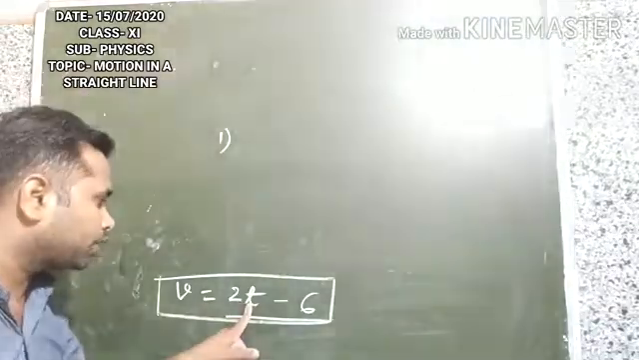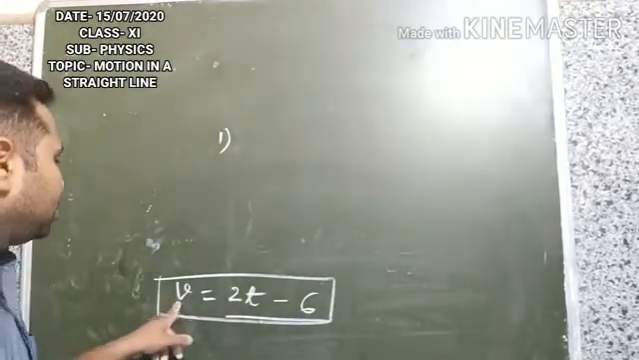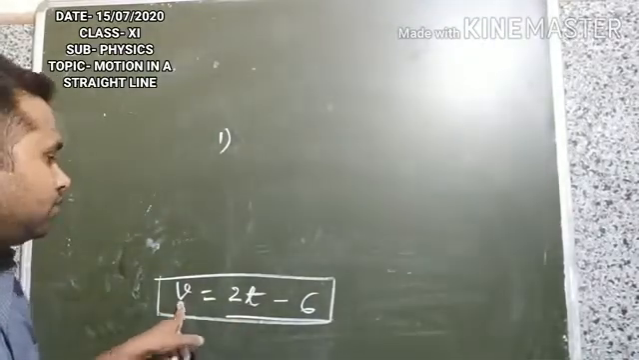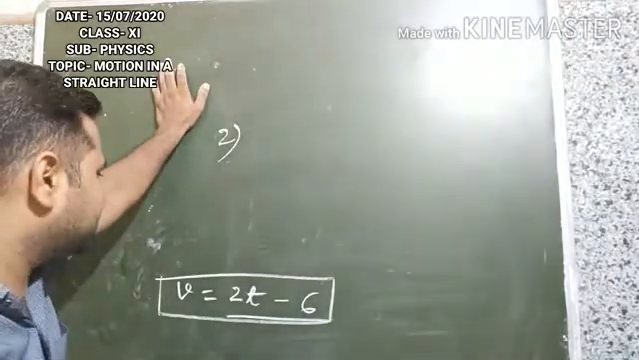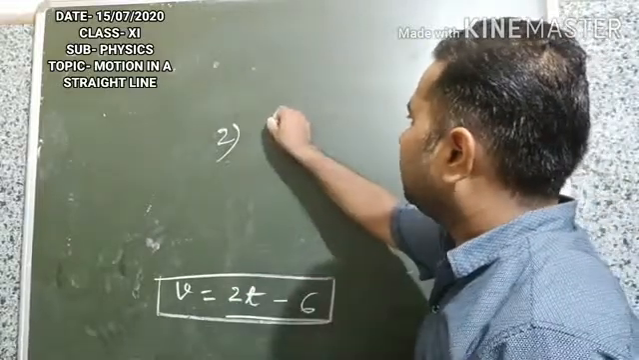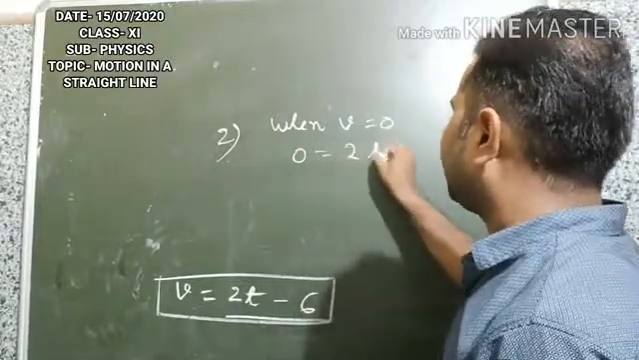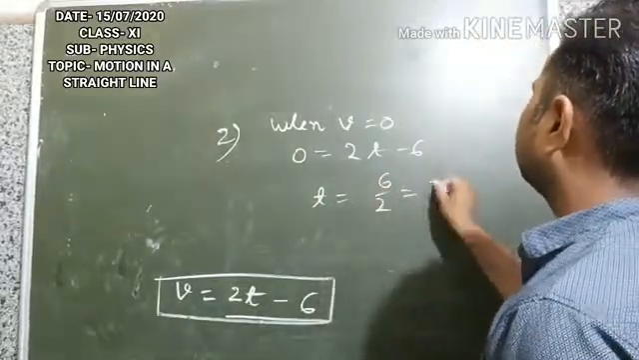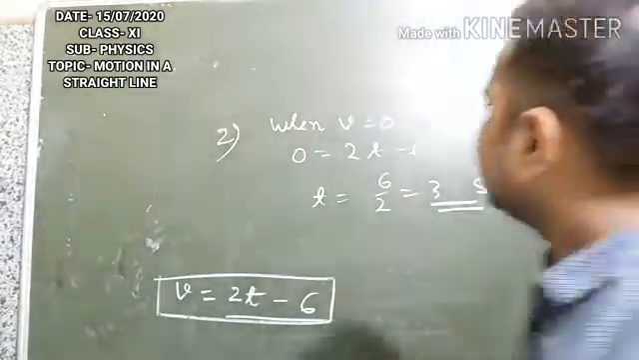Means if you put the value of t as 0, you will get the instantaneous velocity at 0 second. When you put different values of t, you will get the velocity at different values of time. Now the second part of the question is, we have to find the displacement of the particle when its velocity is 0. See here, when velocity is 0, it means 0 equals 2t minus 6, or t equals 6 by 2, that is 3 second. This means at the third second, in 3 seconds, it comes to rest.